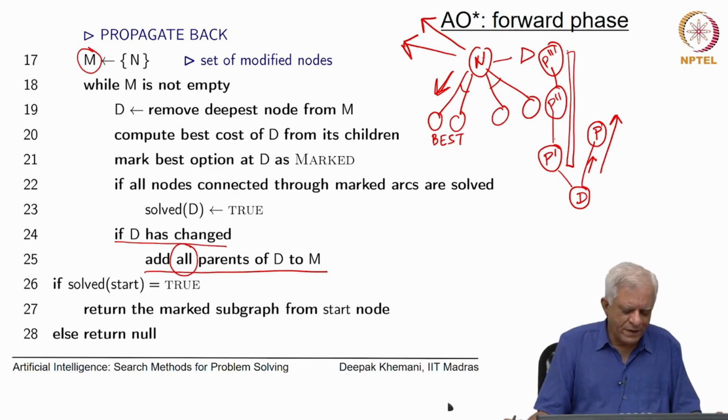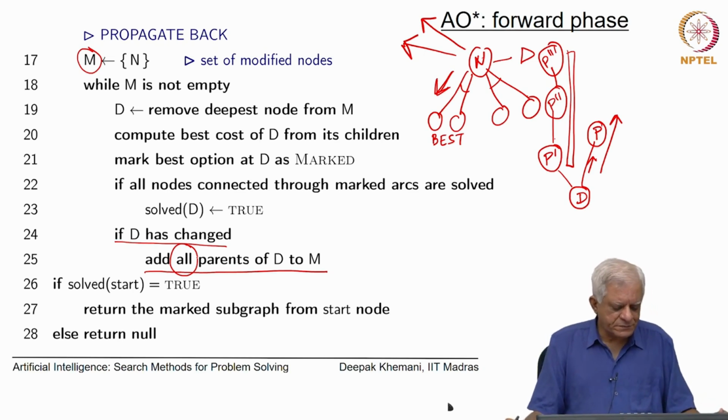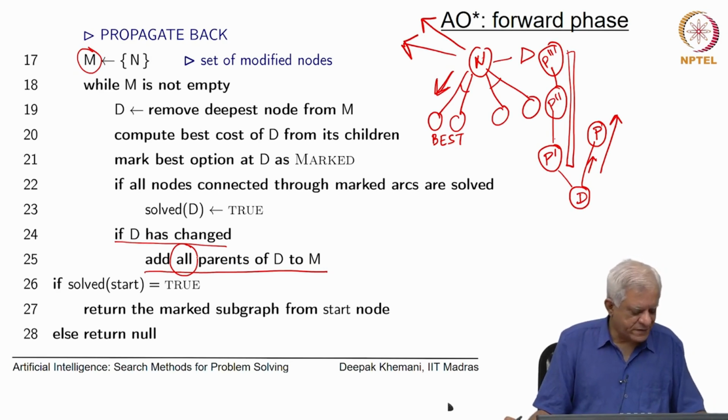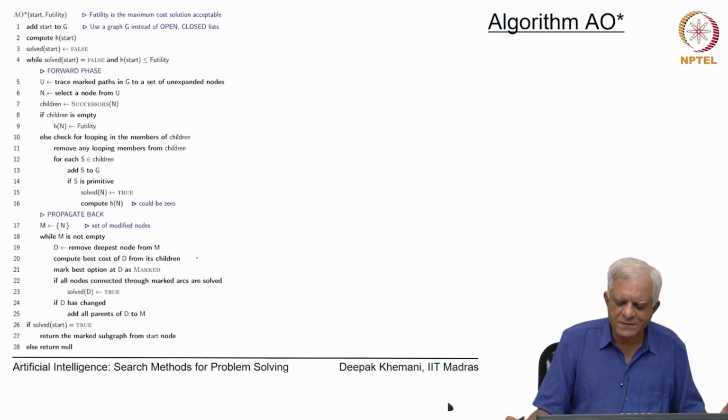And as we said, if we have labeled the start node as solved, then we can terminate and return the marked subgraph as a solution, exactly like we did in the case of triple S star. So, this we saw in 2 parts. Here is this whole algorithm, just for the sake of completeness, I have put it up on one slide here, and this is the algorithm AO star, which is also a very popular algorithm.